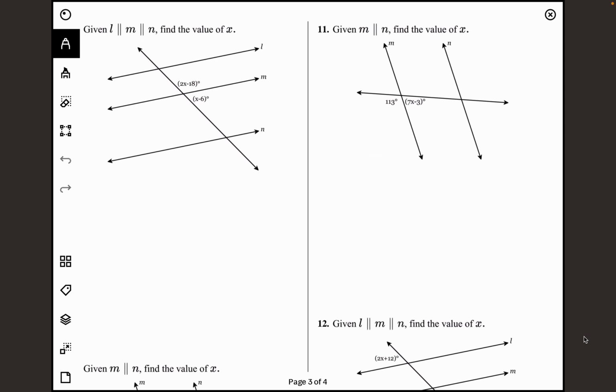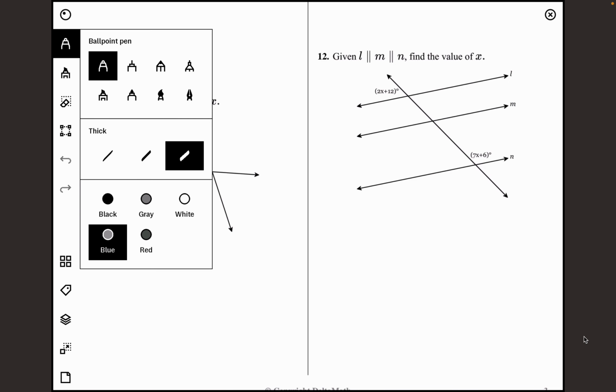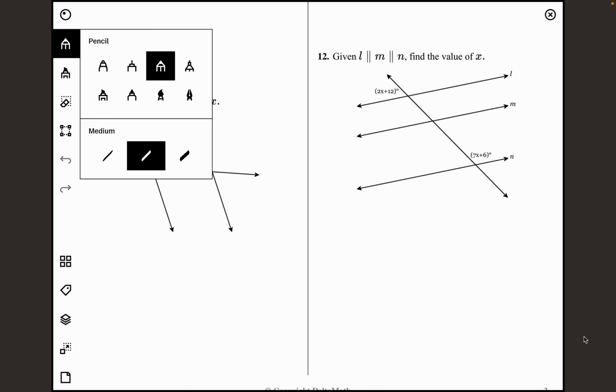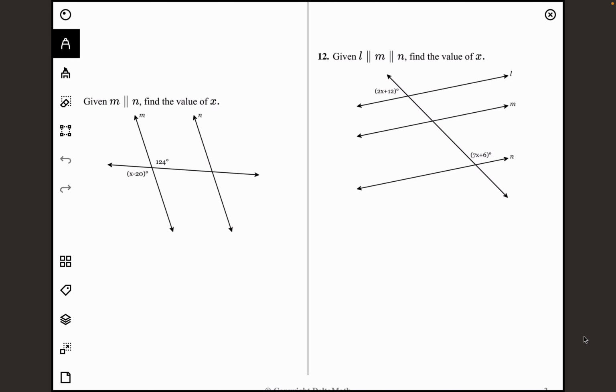All right. Do these two on your own. Do 10 and 12 on your own. You can go to the office.